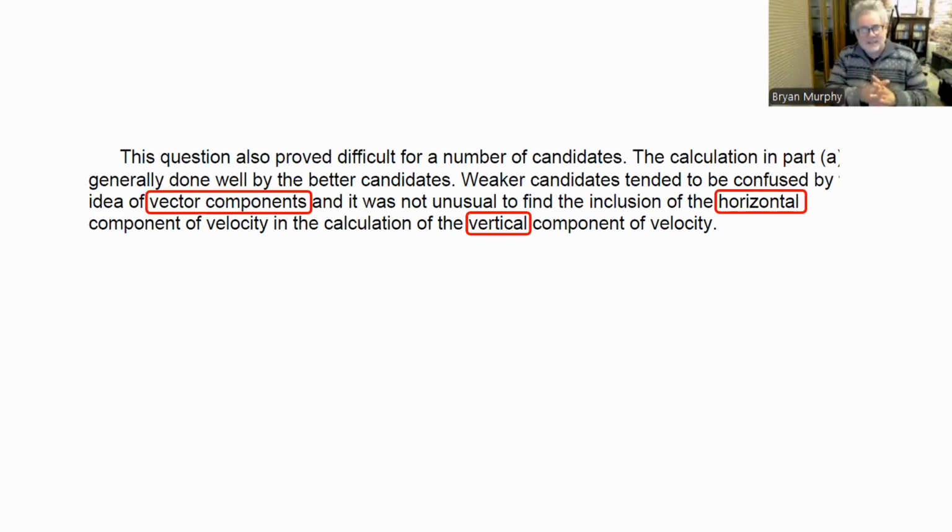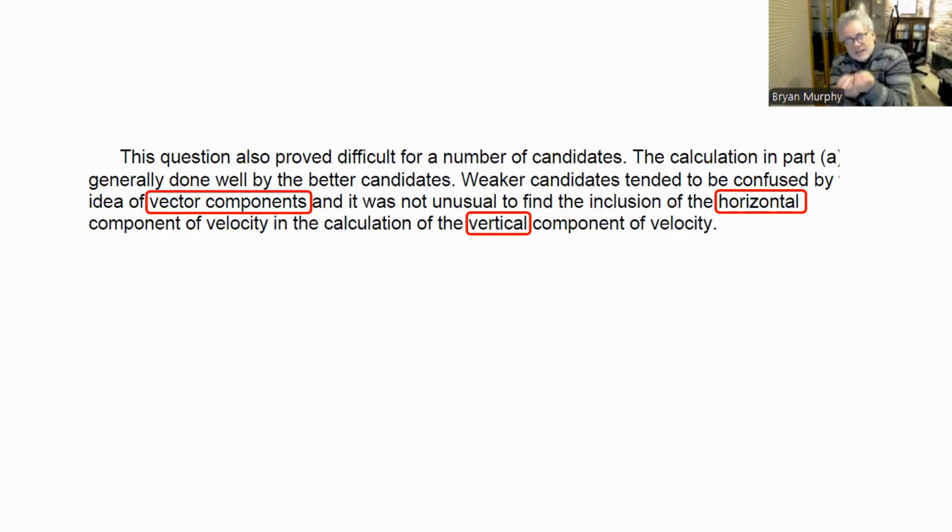Weaker candidates tended to be confused by the idea of vector components, and it was not unusual to find the words horizontal and vertical confused. Okay? Now, I've realized this only recently. If English is not your mother language, then you are at a slight disadvantage.